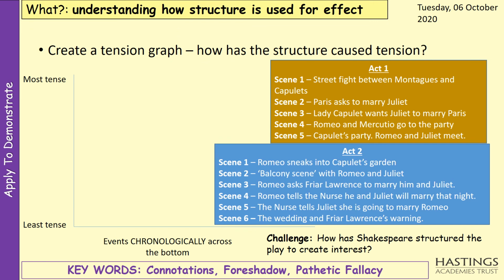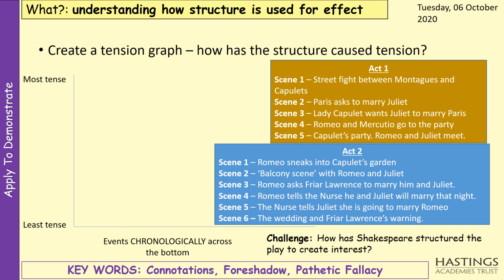Okay, for your main task, I would like you to create a tension graph based on what we have read of the play so far. So we have read all of Act 1 and all of Act 2. Okay, so a tension graph, I want you to plot the events of the play chronologically along the bottom. Then on the side, you've got least tense to most tense. So for each scene, I just want you to do a dot on the graph, just plot how tense you think that scene has been.